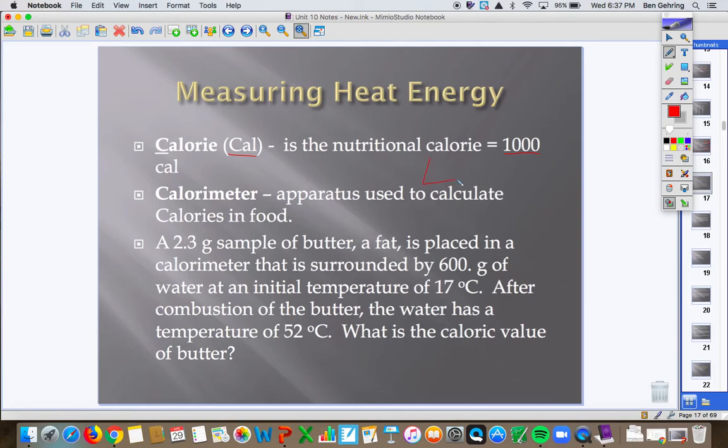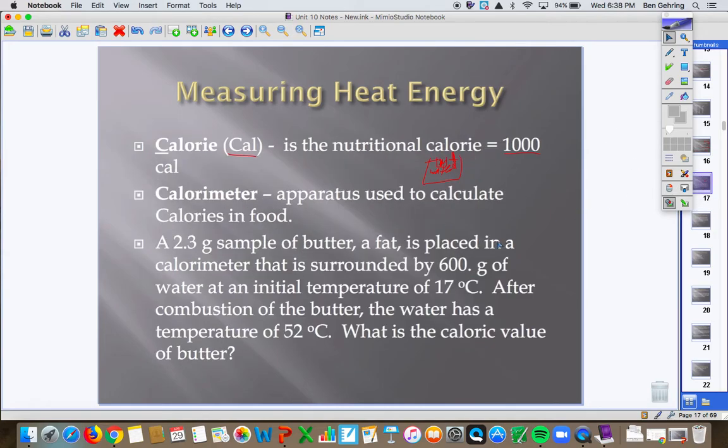So I have a setup here. Inside of this little pot is some food. Inside of this is a bunch of water. We burn the food, which heats up this container, which heats up the water, and we measure the temperature change of the water, is how we measure and find the number of calories. So for example, we have a 2.3 gram sample of butter, a fat, that is placed in a calorimeter surrounded by 600 grams of water at an initial temperature of 17 degrees Celsius. After combustion of the butter, the water has a temperature of 52 degrees Celsius. What is the caloric value of the butter?